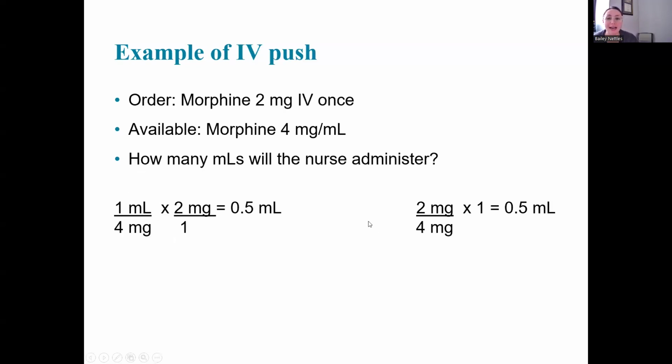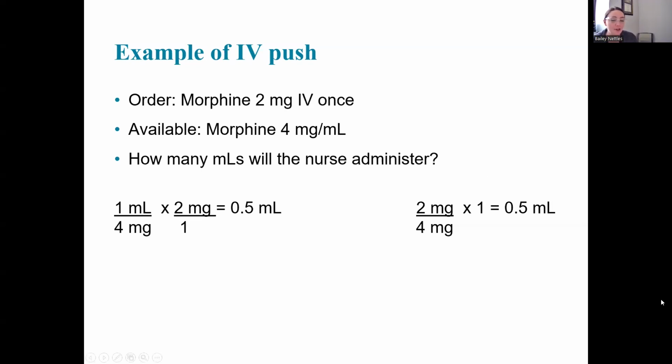All right, and then our last one is an IV push, which is what you've been doing since the beginning. Okay, so if I have an order for 2 milligrams IV push to be given once, and my available is morphine 4 milligrams per milliliter, how many milliliters am I going to give? We're going to figure it out. 0.5 ml.